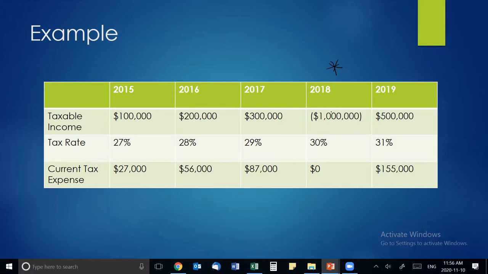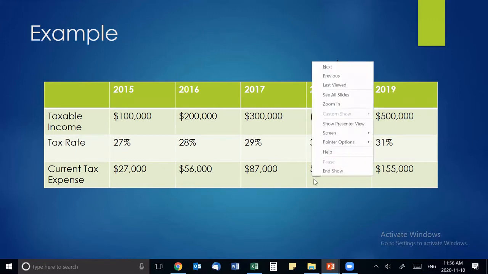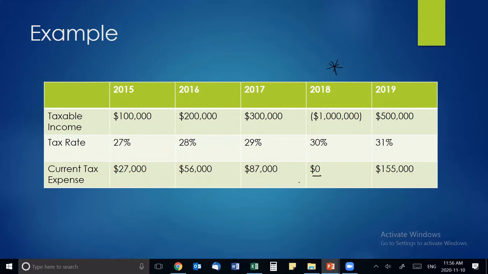So if you have a taxable loss, you do not pay tax on a loss. So that's going to be 0. It's not like you have to multiply these two together, and you wouldn't have a journal entry for current tax expense for 2018. Okay, so no journal entry for current tax expense, which is the last step of step number 1. So what you're going to do is look at this $1 million and say, can this be carried back?